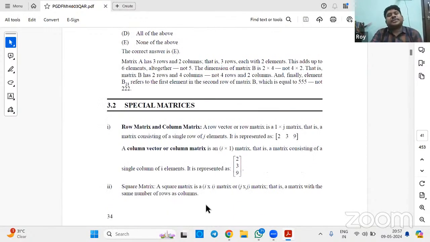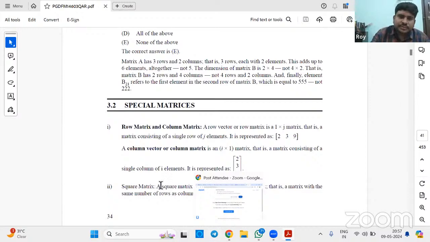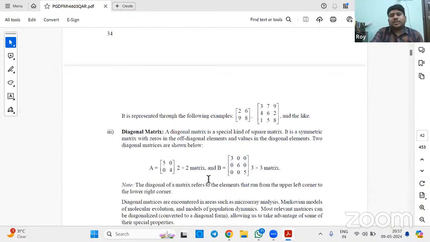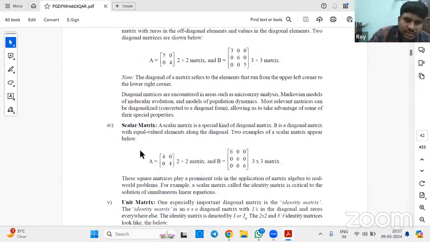Now, special matrices. There is a row matrix and a column matrix. This is the row. Row means horizontal. Column means vertical lines. Right. Now, diagonal matrices. What is the diagonal for these matrices? 0, 6, 0. This is the diagonal. I think the diagonal won't come here with the mouse. 0, 6, 0. Right. What is the diagonal in this one? 0 and 0. What is the diagonal in that? 0, 6, 0.